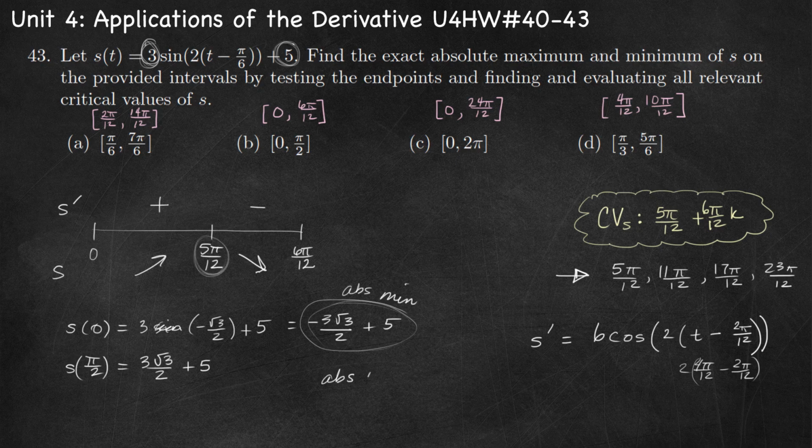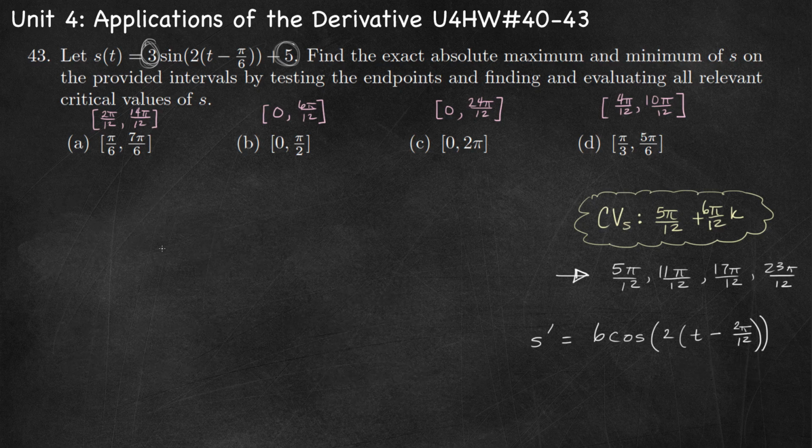And then our absolute max occurs at 5 pi over 12, and that's going to be the 8. Part C, now our interval goes from 0 to 2 pi. So let's place all of our critical values between 0 and 2 pi on our number line here. We've got 5 pi over 12, 11 pi over 12, 17 pi over 12, and 23 pi over 12.